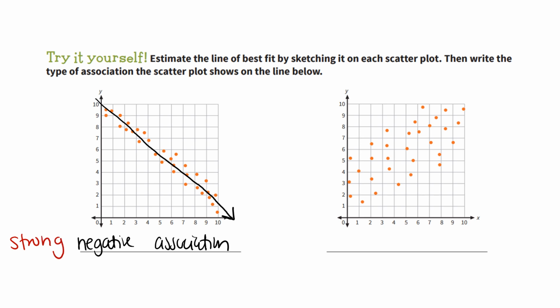For the second one, again, we want the line to run through the middle of the graph. It is going in an upward pattern, so we would say it is a positive association. But the points are not close to the line, they are spread far apart, so it is a weak positive association.